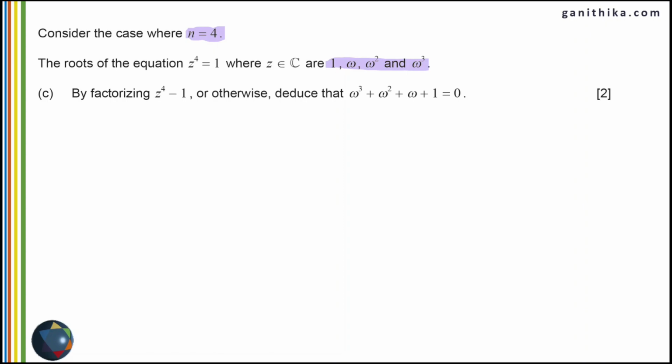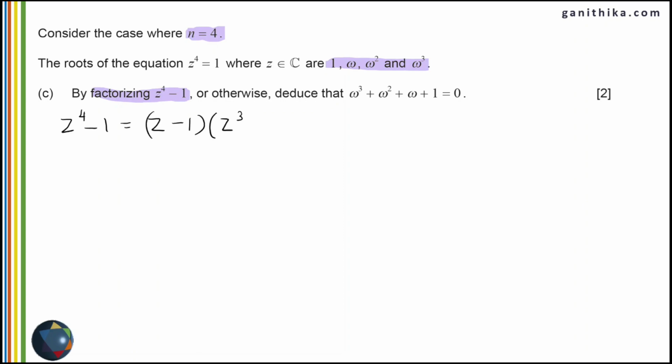Now again, pause the video and think about what these roots are going to be. But since this is only for 2 marks, it's going to be a very simple question. So don't think too much further. Just read the question. We are asked to factorize z power 4 minus 1. Before you actually try to factorize it, look into how you can factorize it.